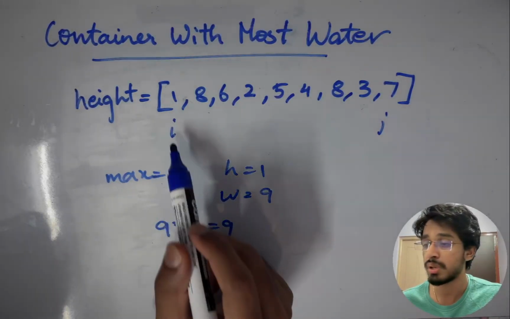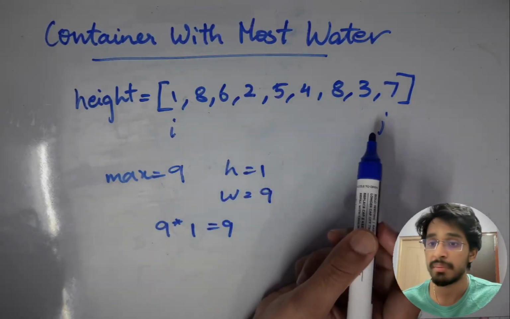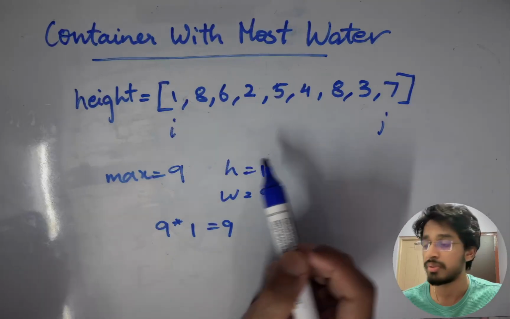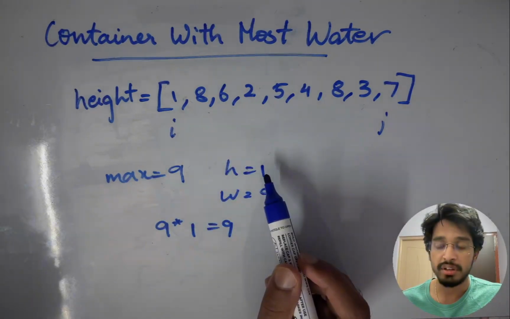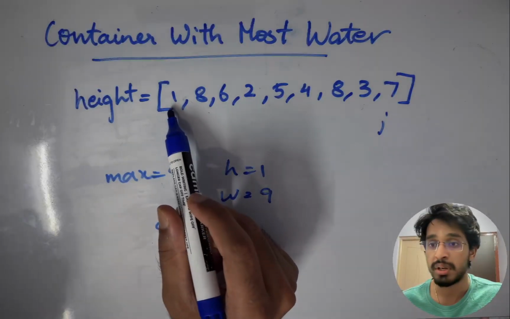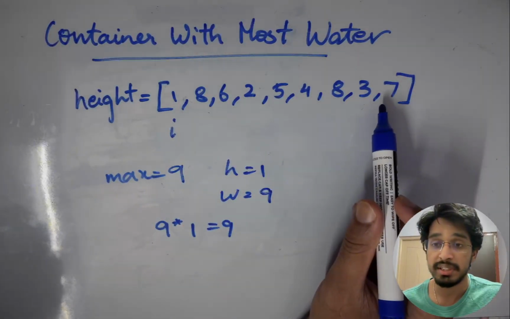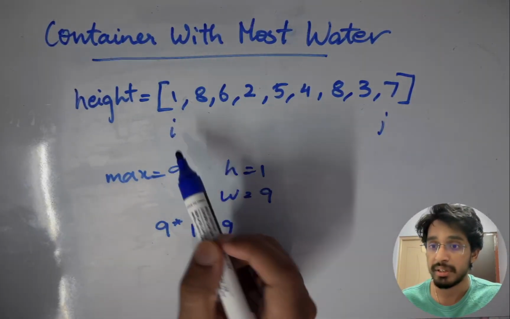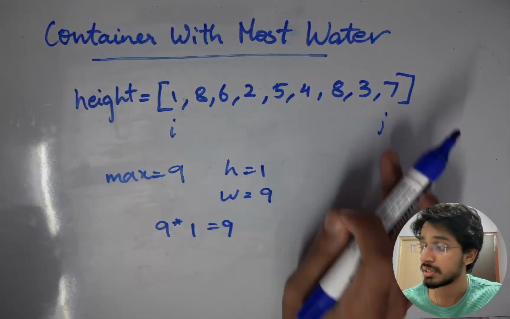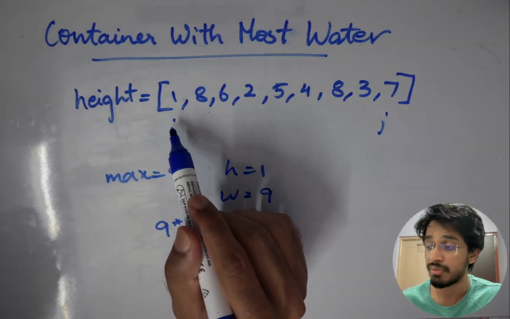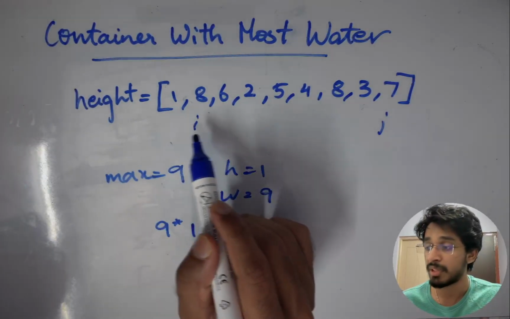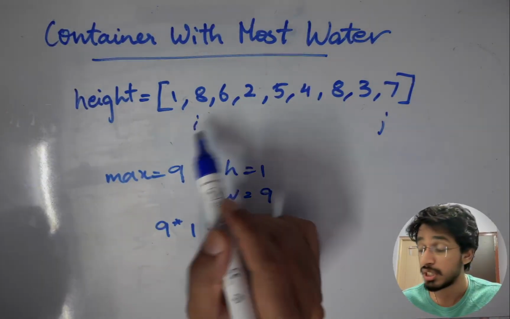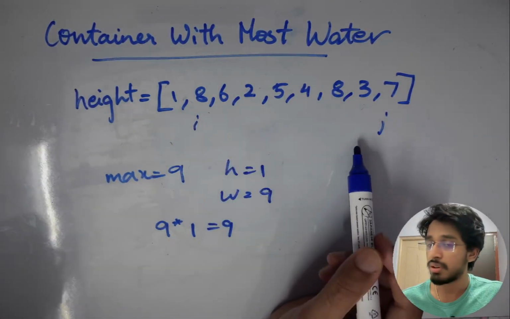Now we need to increment the value of i or decrement the value of j. So how do we do that? On what basis do we increment i or j? We need to check the value of i, which is 1, and the value of j, which is 7. If the value of i is greater than the value of j, then we decrement j. If the value of i is less than j, then we increment i. In this case the value of i is less than j, so we increment i. If not, we decrement j.